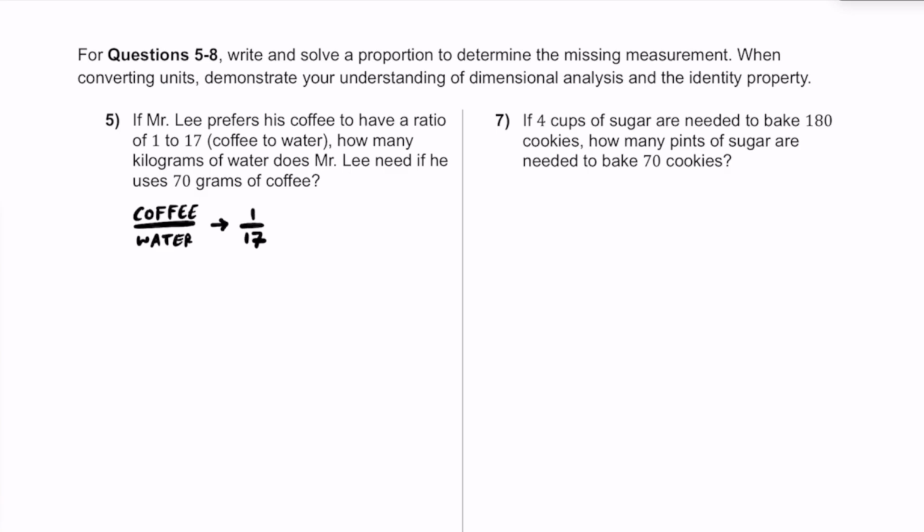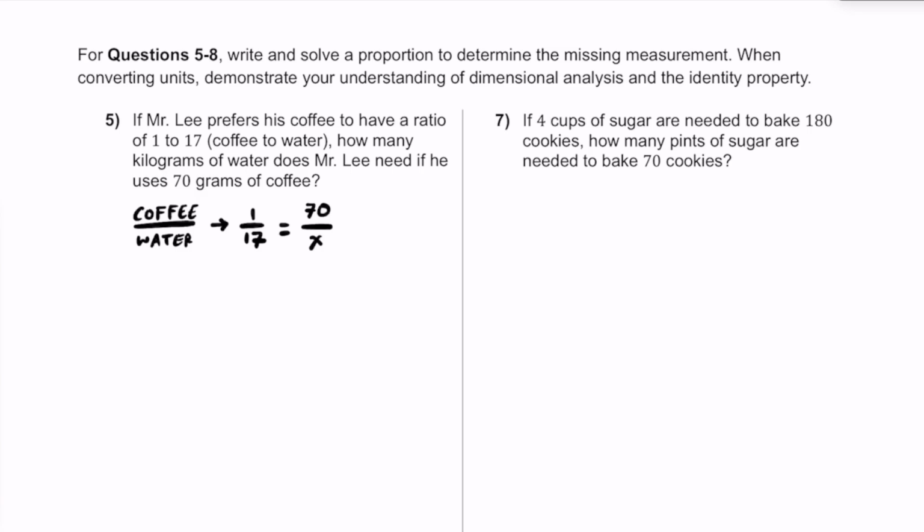Now, we were told that it says how many kilograms of water does Mr. Lee need if he uses 70 grams of coffee. So I guess the question is we should go ahead and figure out if it's 70 grams of coffee, let's go ahead and put that maybe on top. But keep in mind that this is currently in grams and we're looking for kilograms of water. All right, so let's go ahead and just see if we can figure out the amount of water we need first in grams, and then we'll convert to kilograms after.